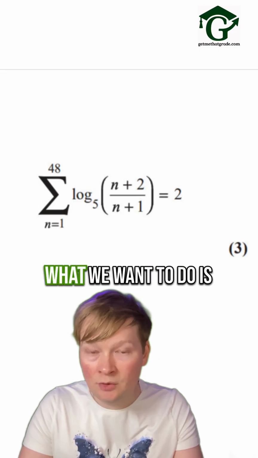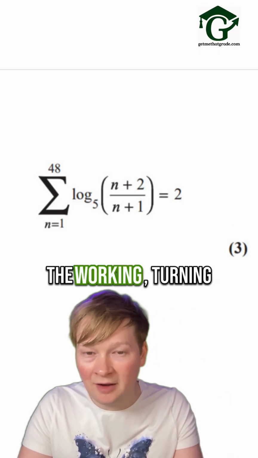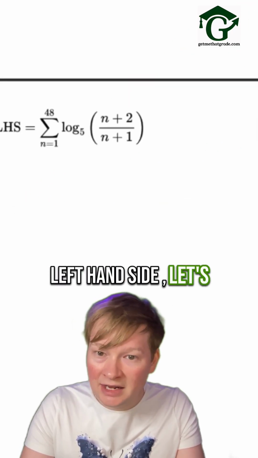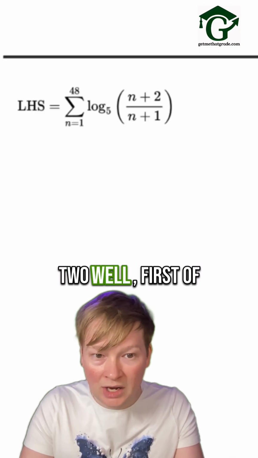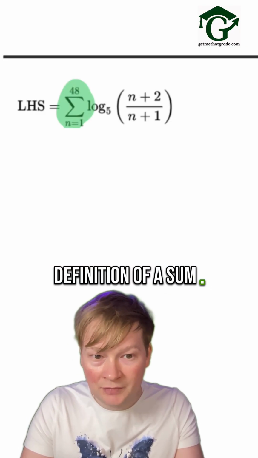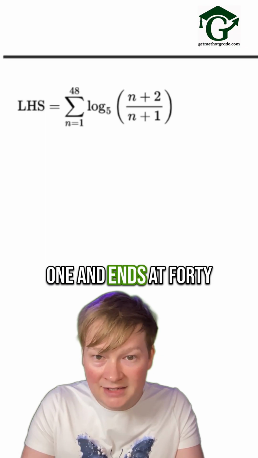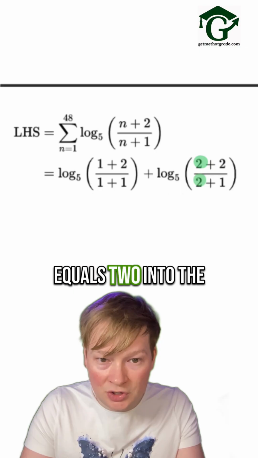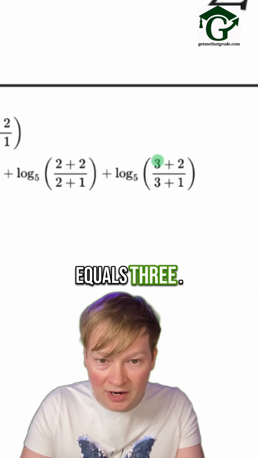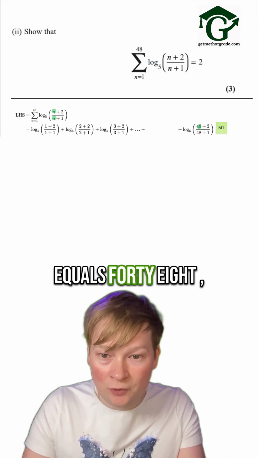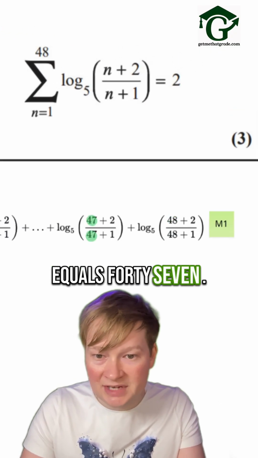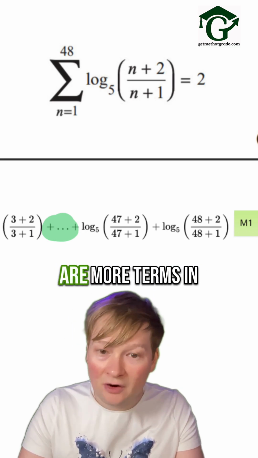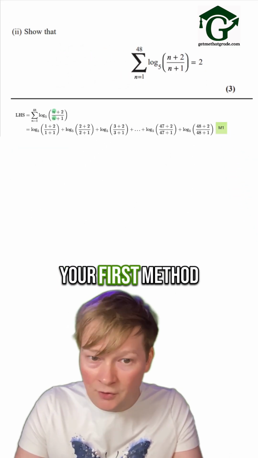In a show that question like this, what we want to do is take the examiner step by step through the working, turning one side into the other side step by step. So starting with the left-hand side, let's try and turn the left-hand side into the right-hand side, into 2. Well, first of all, let's use the definition of a sum. Notice that this sum starts with n equals 1 and ends at 48. So we sub in n equals 1 into the formula to get the first term. Then we sub in n equals 2 into the formula. Then we sub in n equals 3. And we keep doing that until we sub in n equals 48, and the one before that would be n equals 47. Notice I've left a little gap in the middle with plus ... plus to indicate that there are more terms in the middle there. If you write all of that out, you get your first method mark.